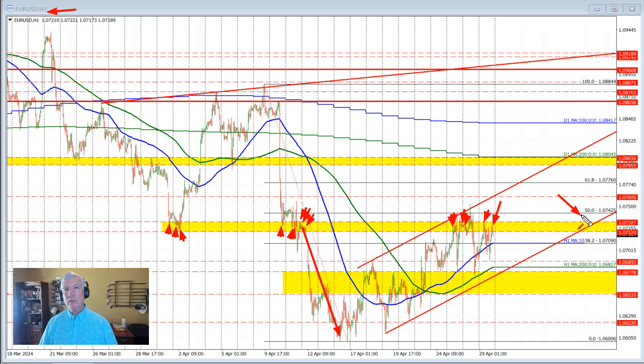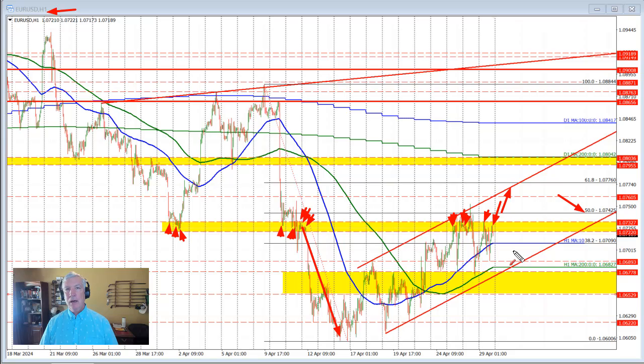Just above that level is a 50% retracement at 1.07425. If we get above both those levels going forward, if this were to reverse higher and get above those levels, then that would give the buyers the momentum and have price trading, perhaps trending toward the top side of this channel trend line, which is, by the way, moving to the upside.